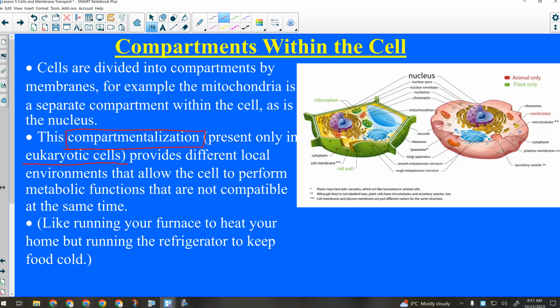Now, compartmentalization means very simply that the cell is broken up into compartments. Each one of those compartments is an organelle. So the nucleus is a compartment. The lysosome is a compartment. The mitochondria is another compartment.